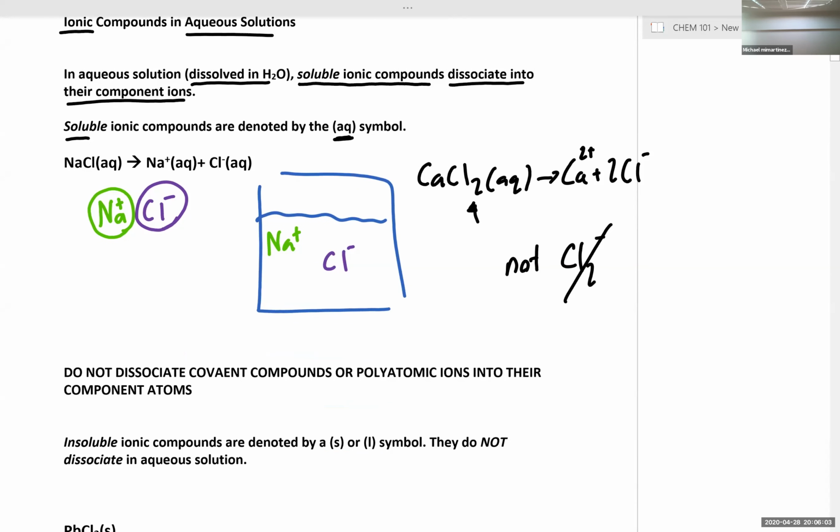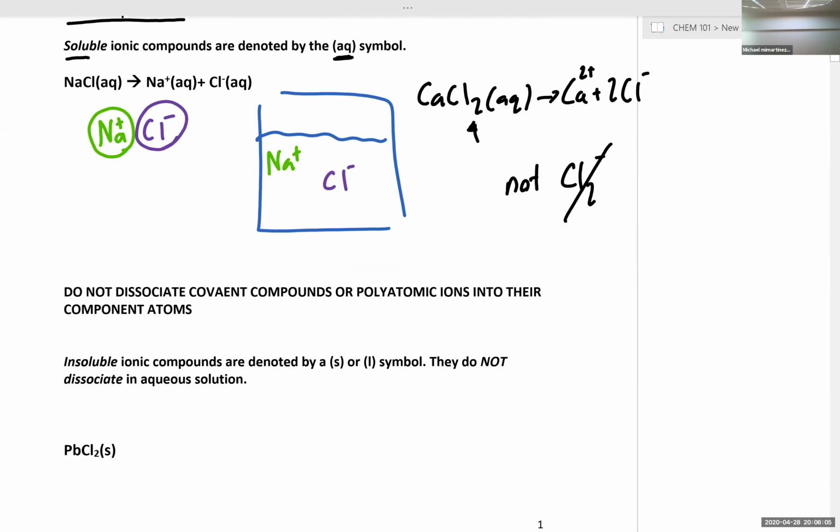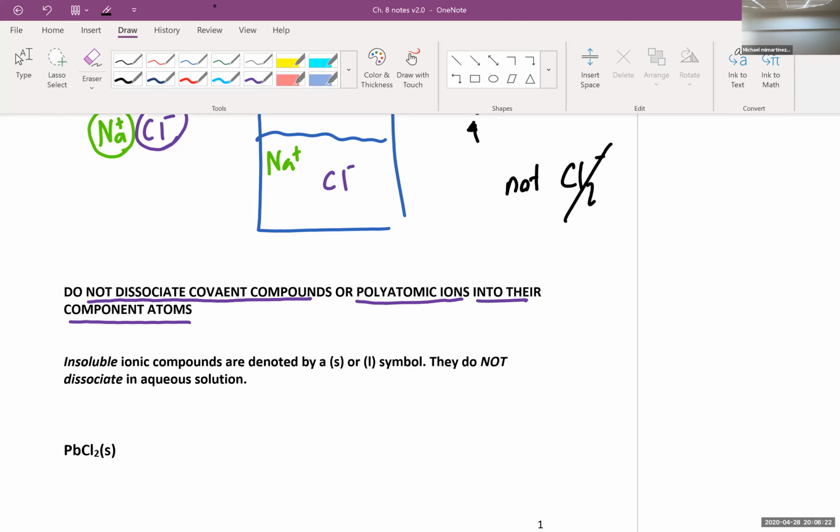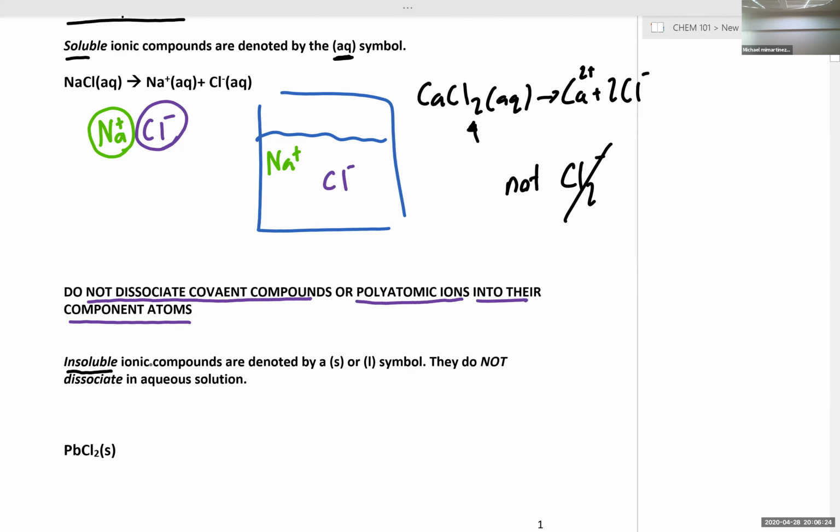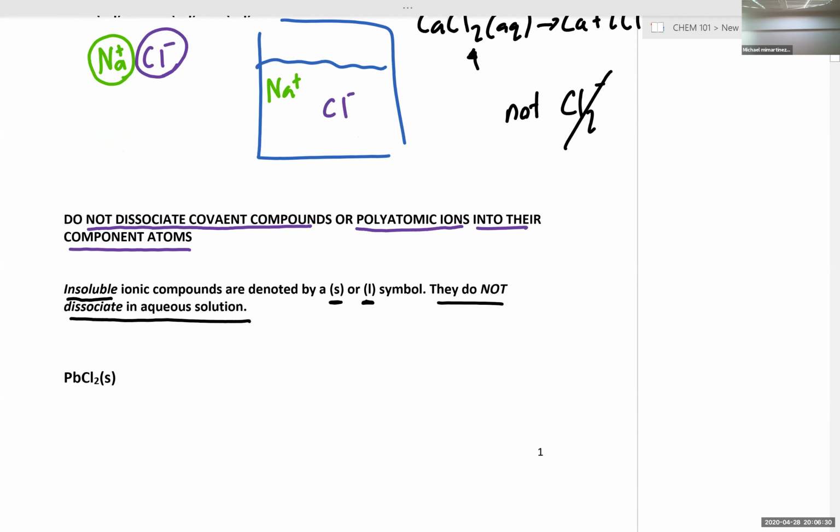Now I put this in all caps just because I see this a lot. Do not dissociate covalent compounds or polyatomic ions into their component atoms. Only break ionic compounds down to their component ions if they're soluble. Insoluble ionic compounds are denoted by a solid or liquid symbol, and they do not dissociate in aqueous solution.